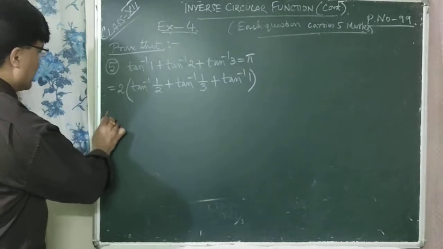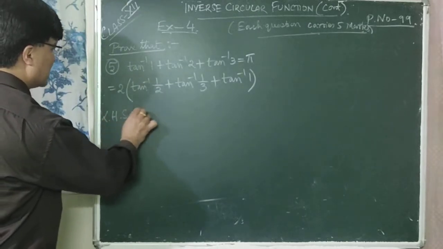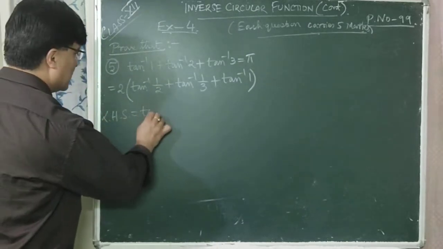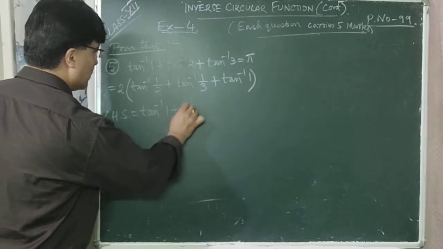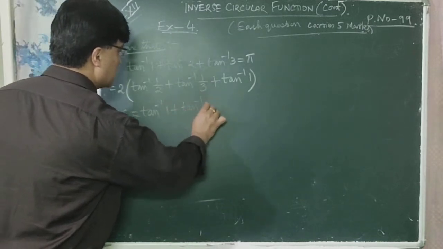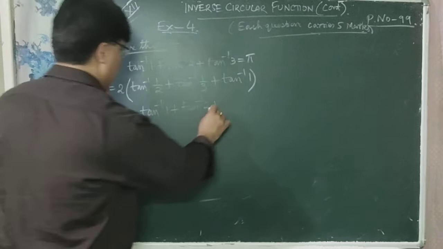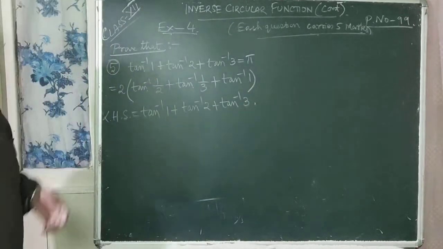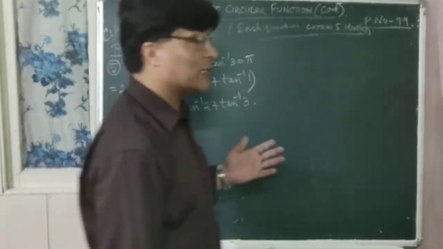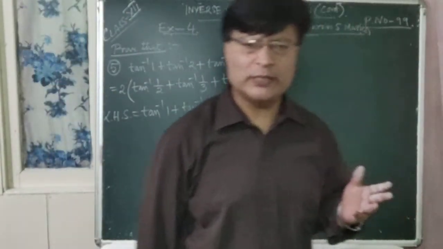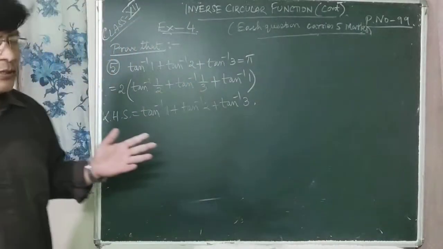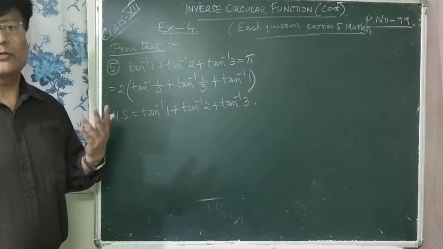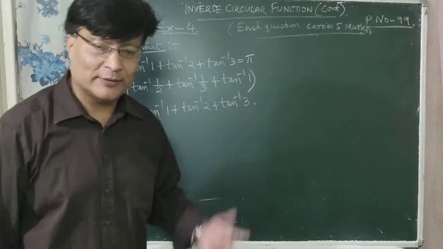So let us write down left hand side. Let us prove left hand side is equal to pi first, right? So it is tan inverse 1 plus tan inverse 2 plus tan inverse 3. And you know that tan inverse 1, tan inverse 2, tan inverse 3, these are the angles of a triangle. So sum of the three angles of a triangle is equal to pi. But you have to prove it, okay?